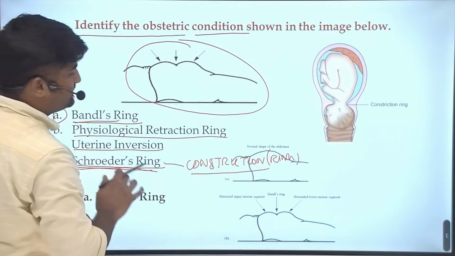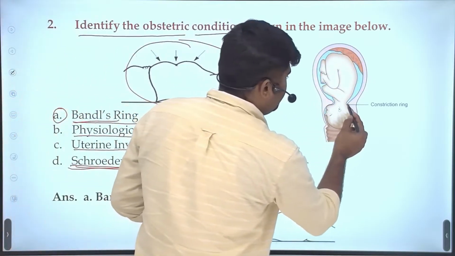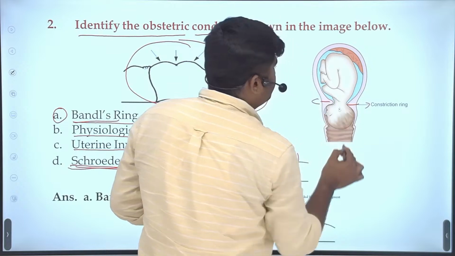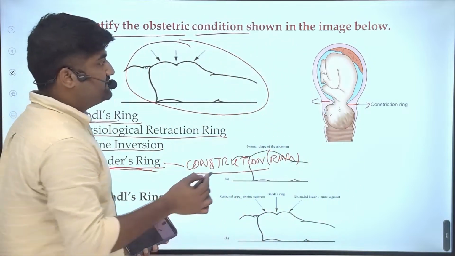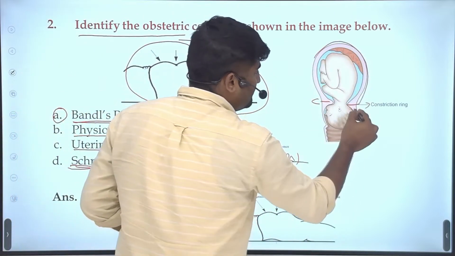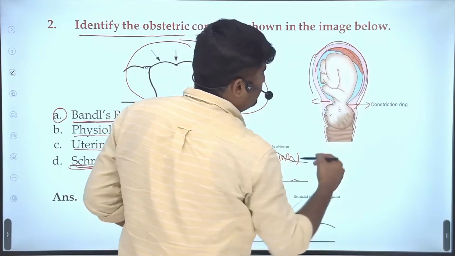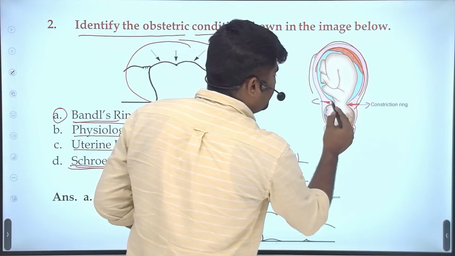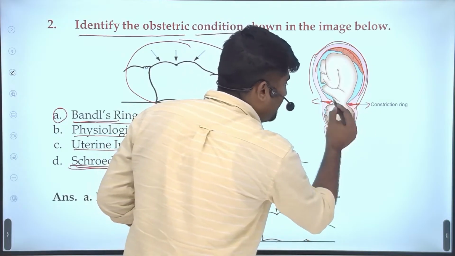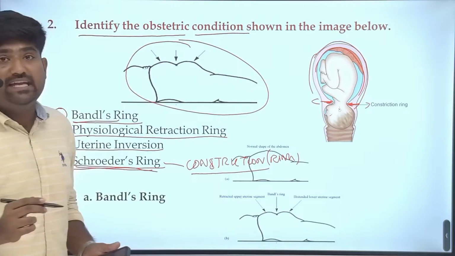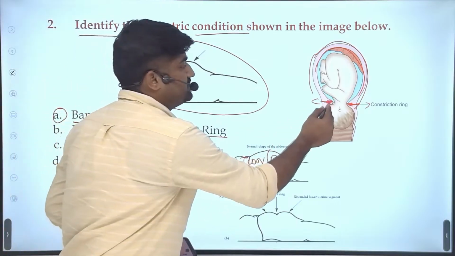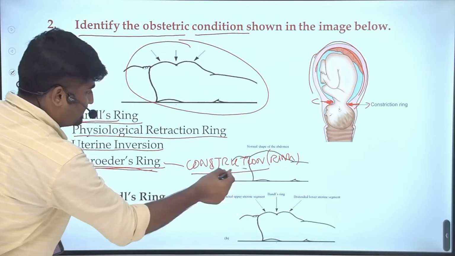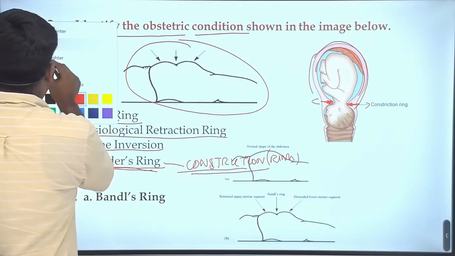Coming on to this, here you can see the constriction. The abdomen layer and the uterine layer will be normal. Only due to the uterine problem, there will be constriction towards the fetal neck. So it indicates fetal hypoxia. This is called the constriction ring.